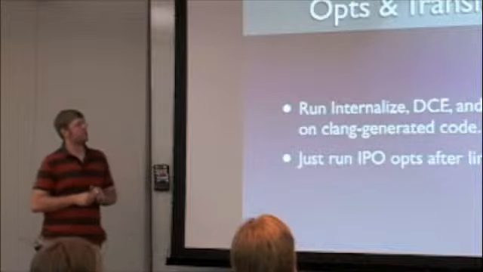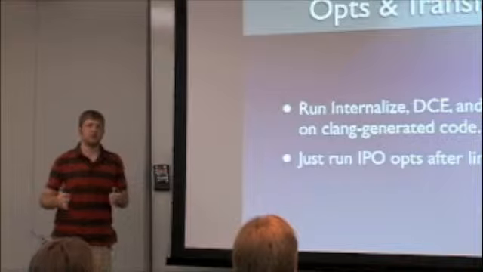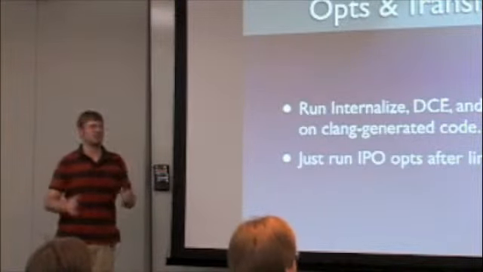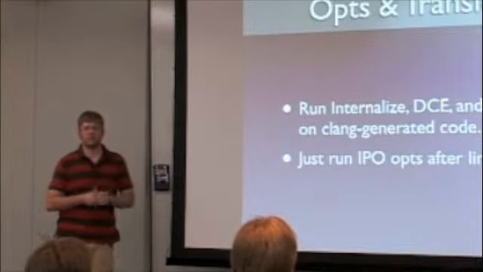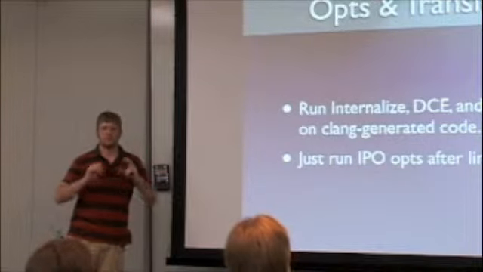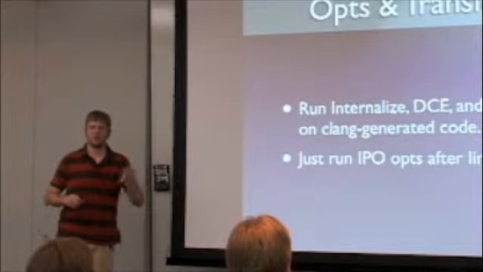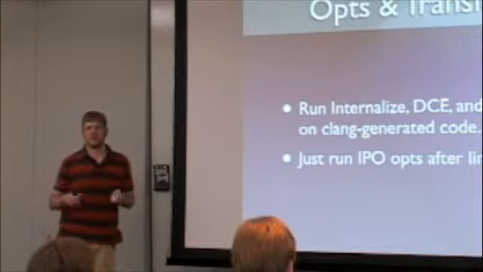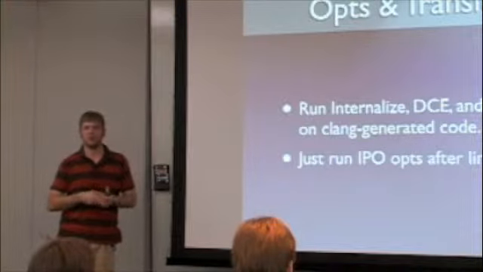So what do we do with our transformations? Well, again, we can take advantage of the fact that we probably don't need to optimize the runtime library that we're loading, since we probably optimized it when it was built. So here we can run internalize, dead code elimination, and inst combine just on the code that we generated from Clang and optimize that before we hand it off to the linker, so that we're just running our optimizations on a tiny little chunk of code, and we just assume that the runtime library was already linked. And the only things we have to run after link then are anything that would do IPO.